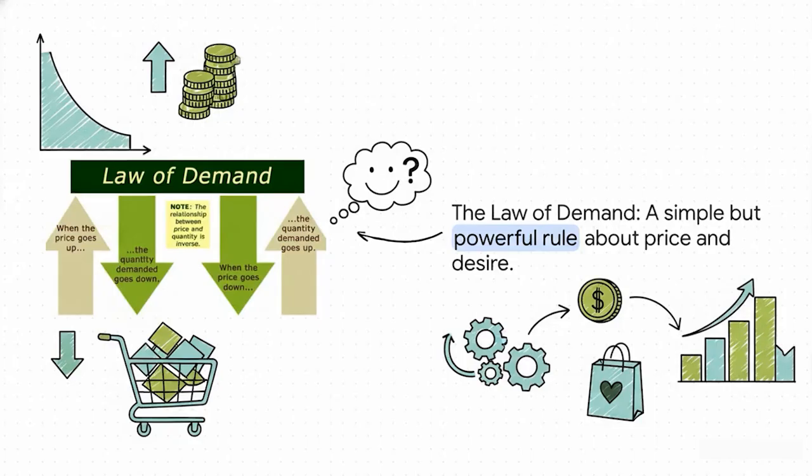And our search for an answer begins with something called the law of demand. It's a super simple but incredibly powerful idea. Generally speaking, as the price of something goes up, the number of people who want it goes down. It's that fundamental push and pull between price and desire.